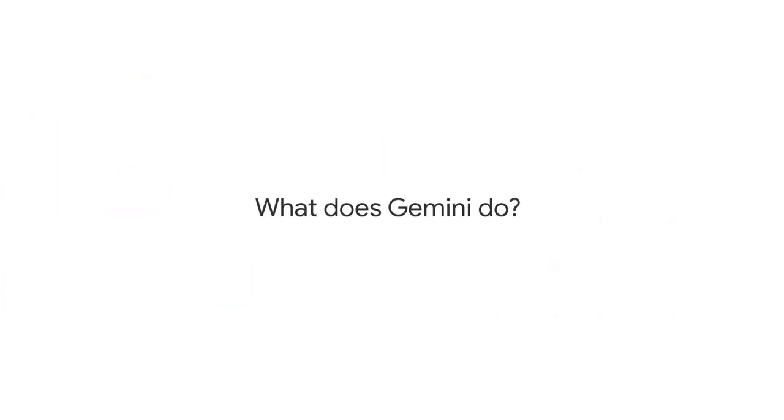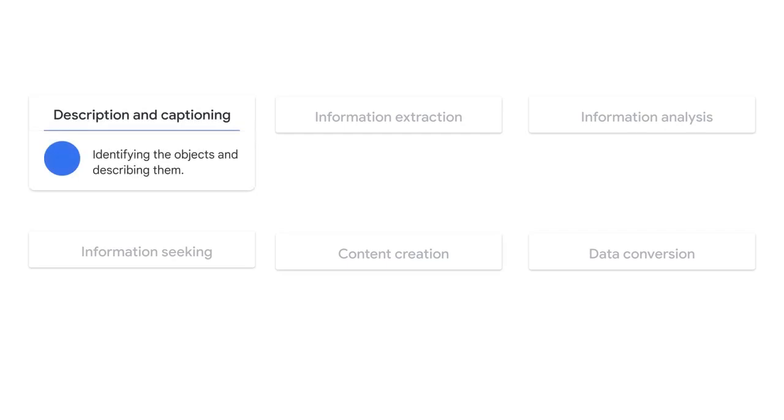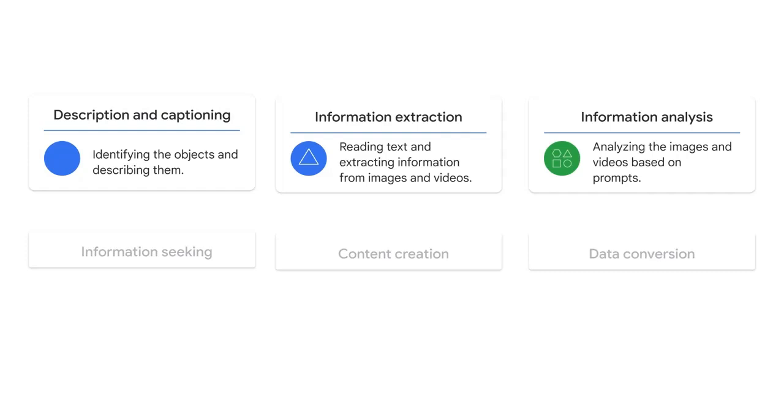How can Gemini help you with your business use cases? Gemini excels at a diverse range of multimodal use cases. Here are some notable examples. Description and captioning. Gemini can identify objects in images and videos, providing detailed or concise descriptions as needed. Information extraction. It can read text from images and videos, extracting important information for further processing. Information analysis. It can analyze the information it extracts from images and videos based on specific prompts. For instance, it can classify expenses on a receipt.